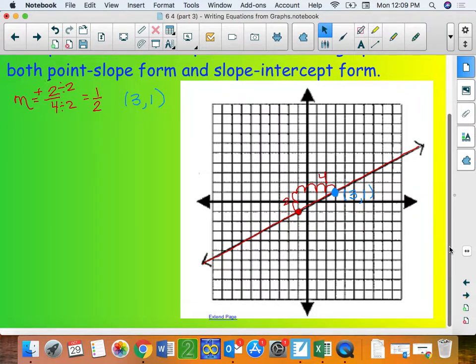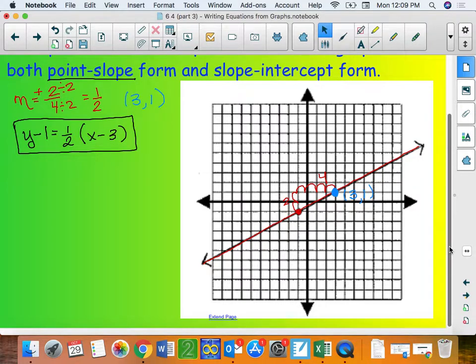So once again, I have a point and slope, so I have to start in point slope form. So we do y minus, the y-coordinate is 1, equals our slope, which is 1/2, times the quantity x minus our x-coordinate, 3. There's nothing to simplify. There are no minus and negatives there, and so there's my answer in point slope form.